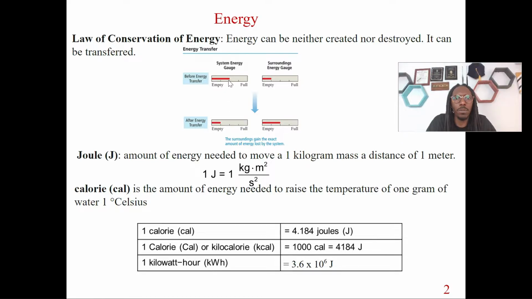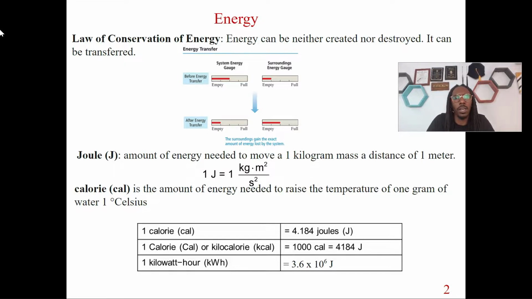So we can see here our system went from half full to a quarter full. Well, where does that energy go? We lost that energy. That energy did not disappear. That energy went to our surroundings. And this is all about the law of conservation of energy. Energy isn't being created nor destroyed, so it's not coming from anywhere, and it isn't disappearing. It's just being transferred in some way.